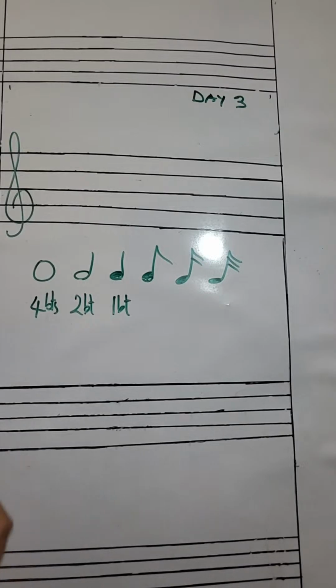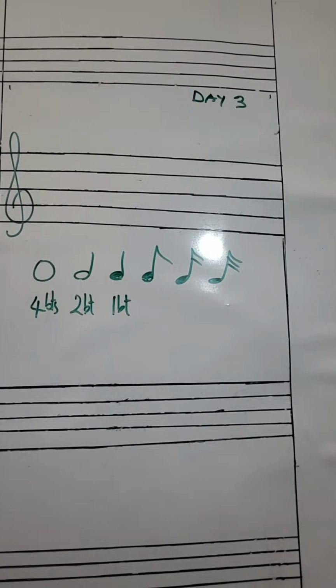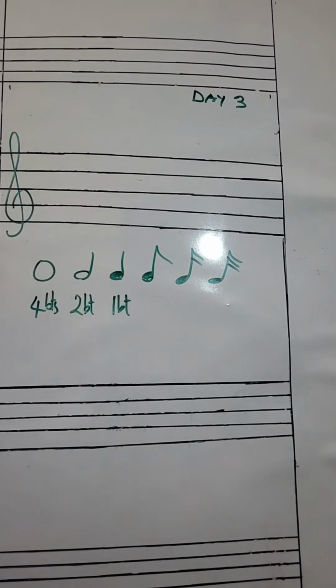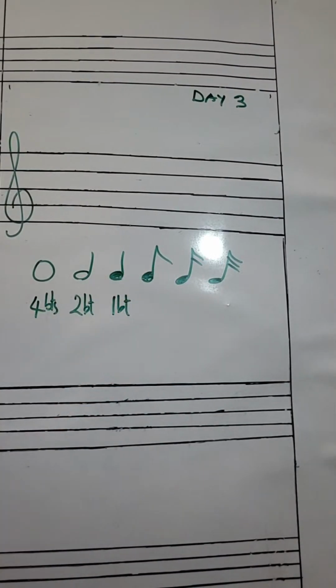So your quarter note is half the value of your half note. Your 8th note is half the value of your quarter note. Your 16th note is half the value of your 8th note, and your 32nd note is half the value of your 16th note. If you know that, you would not have any issue with your notes.